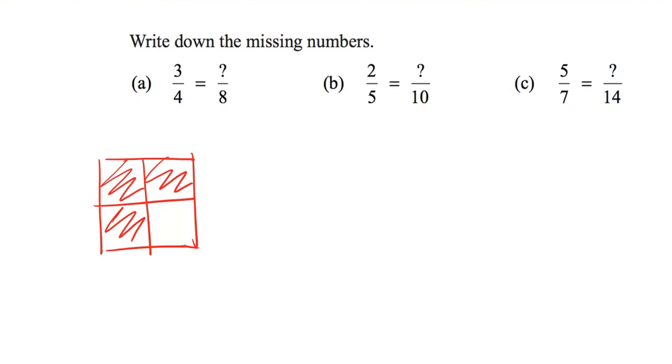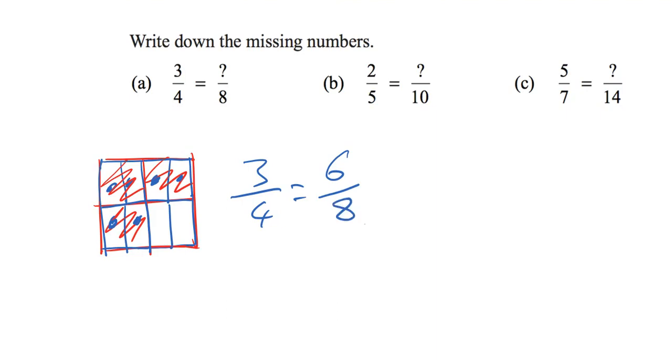Well, on top of this, let's imagine splitting each one of those quarters into 2. So we have 8. Right, okay. So now the blue lines represent 8. So I've split it into 8 pieces. Well, how many 8s was that? 1, 2, 3, 4, 5, 6. So 3/4 is equivalent to 6 8s.